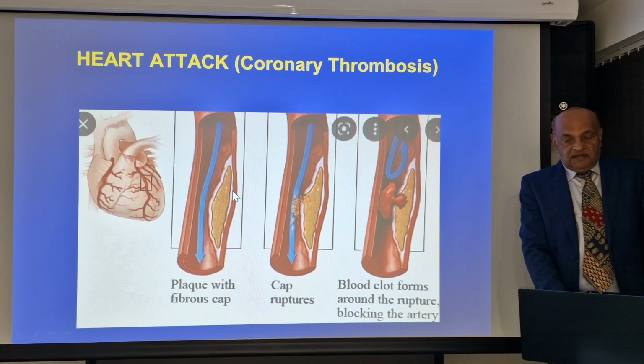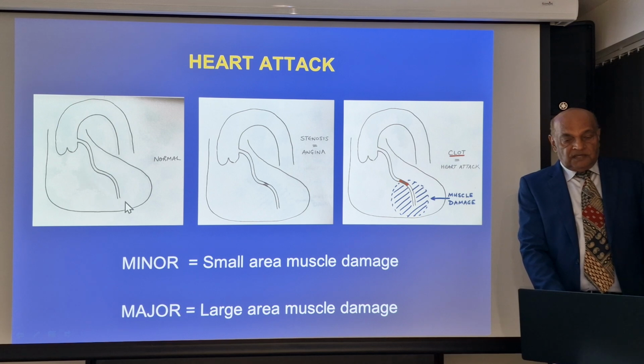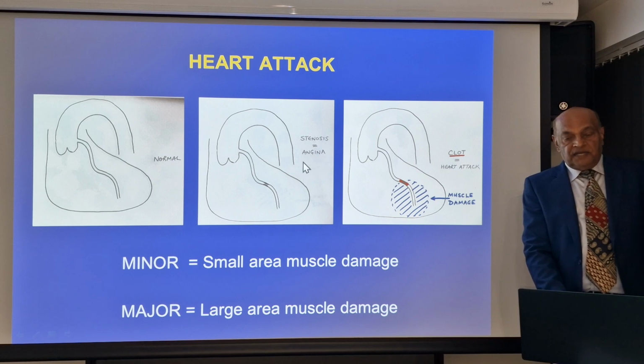So same thing again here, a narrowing with rupture of the plaque, which then eventually results in coronary thrombosis. Thrombus means clot, basically. So the clot blocks the artery completely, and therefore there is no blood flow beyond that artery. In this diagram here, you can see the normal coronary artery, and when you develop a narrowed area, that is called a stenosis, and this may result in angina or chest pain during exertion. Subsequently, when the narrowing becomes a blockage due to a clot, that results in a heart attack.